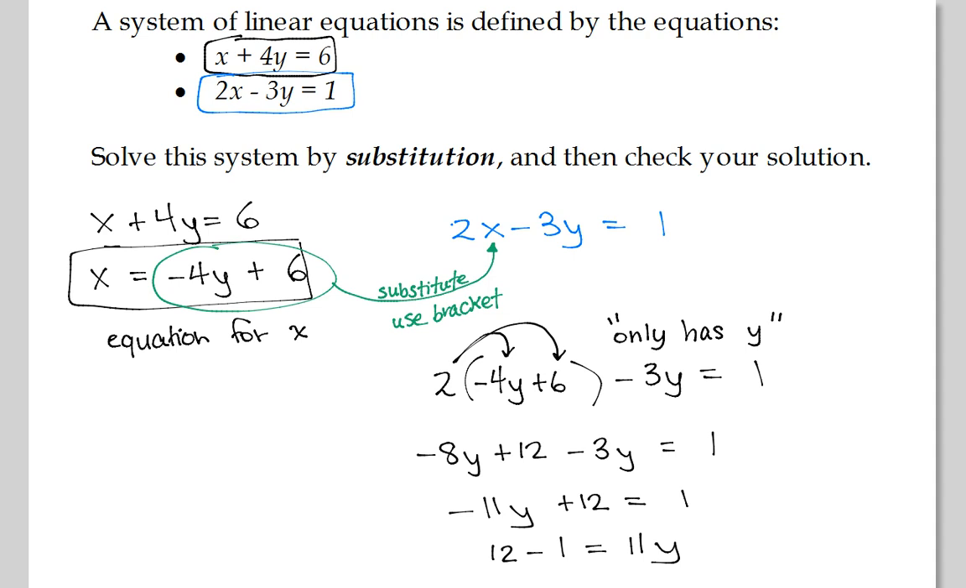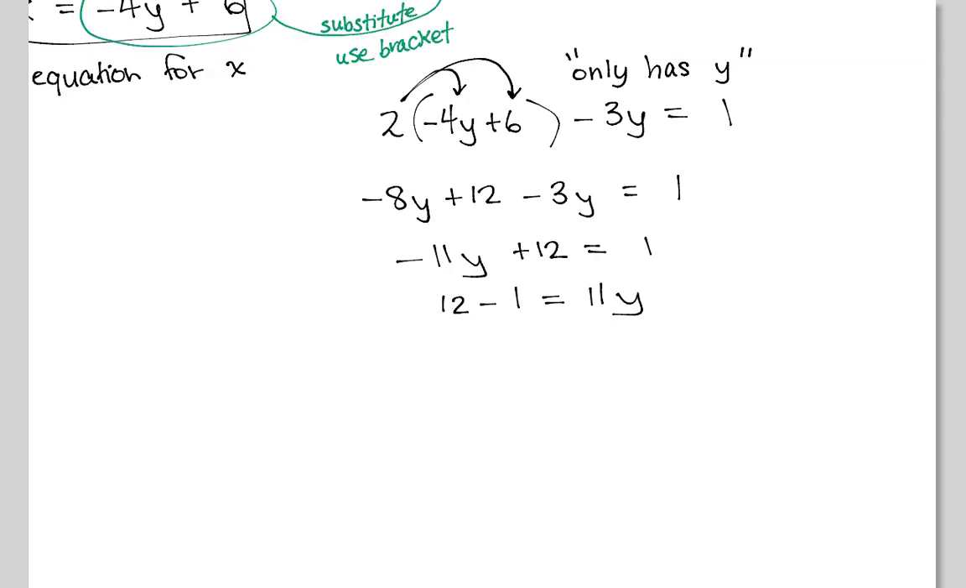So the 11y, here I'll move it up for you guys. The 11y negative on the left goes to the right. The 1 positive on the right goes to the left, becomes negative. 12 minus 1 is 11. So it works out nice. You got 11 equals 11y, therefore y has to equal 1.